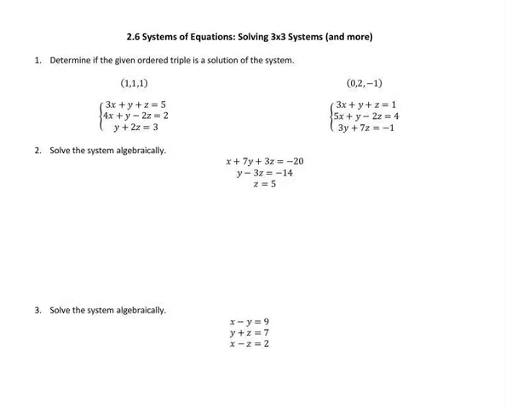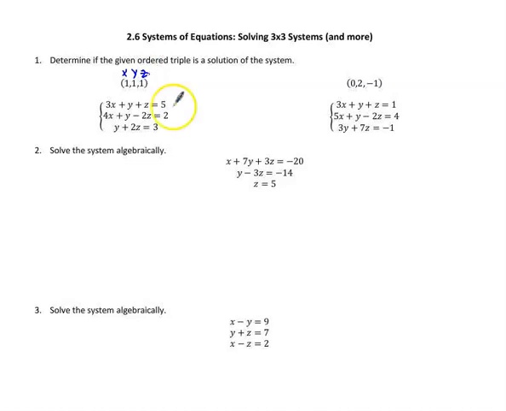2.6 Systems of Equations. We're going to solve 3x3 systems and more. So first off, there's one that's already solved. We want to determine if that ordered triple is a solution, since now we're dealing with 3 variables and 3 equations. So, step 1, plug in the x. The first number is x, the second number is y, and the third number is z.